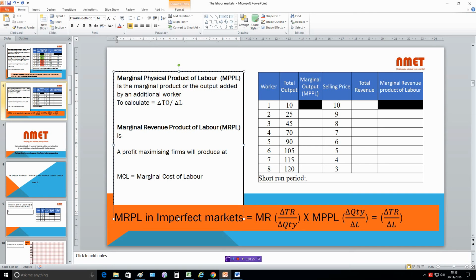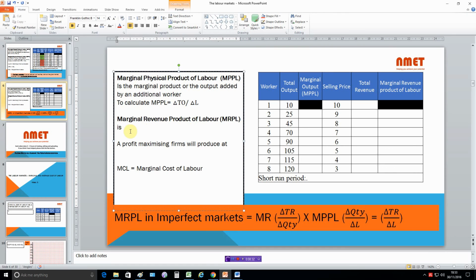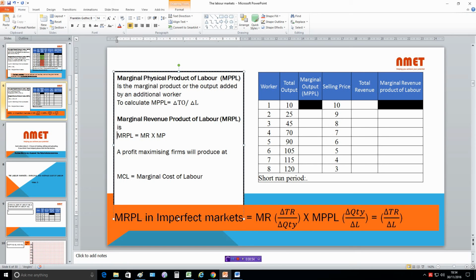So to calculate MRPL, or marginal revenue product of labor, as I said previously, it is marginal revenue times marginal product. And the definition, apart from the formula, is the difference in total revenue by adding an additional worker.